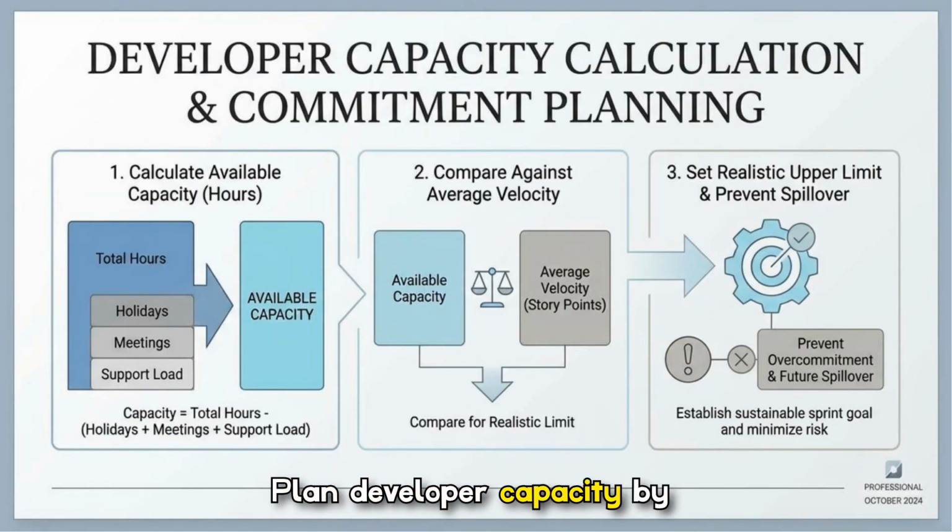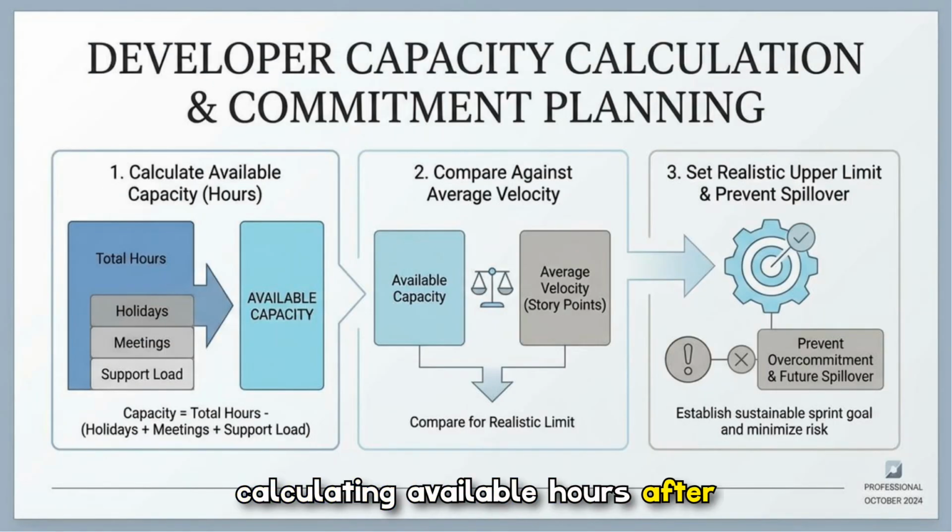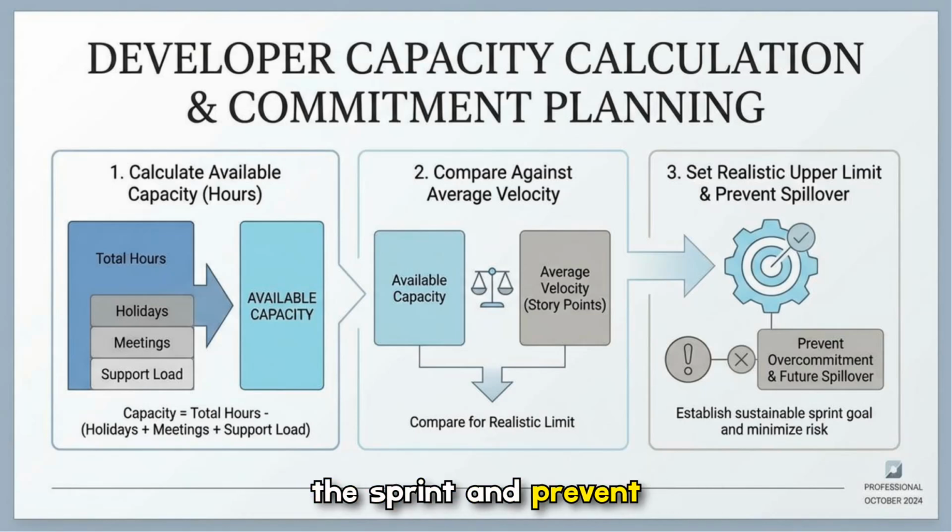Plan developer capacity by calculating available hours after removing holidays, meetings, and support load. Then compare that available capacity against average velocity or story point throughput. Use this comparison to set a realistic upper limit for the sprint and prevent overcommitment. The goal is a sustainable sprint target that minimizes spillover and preserves steady delivery over time.